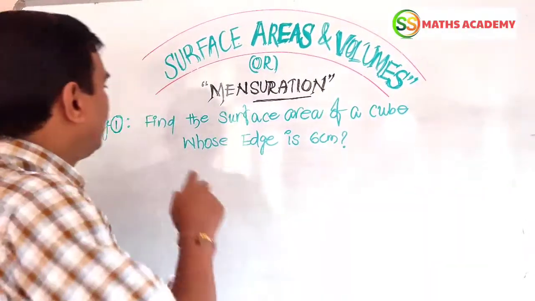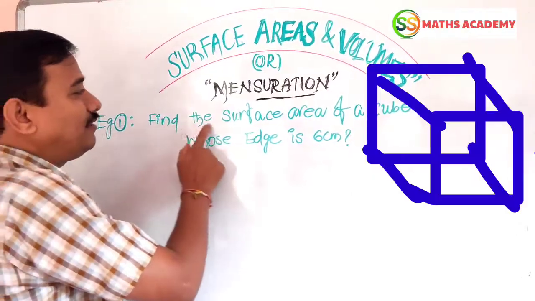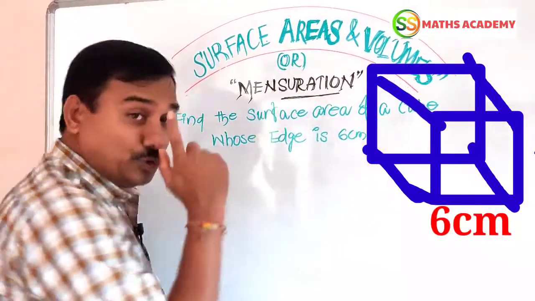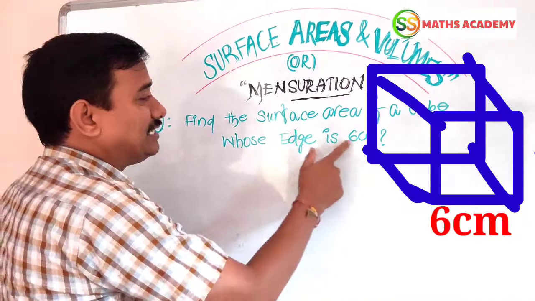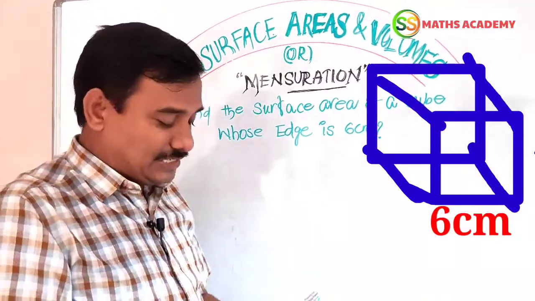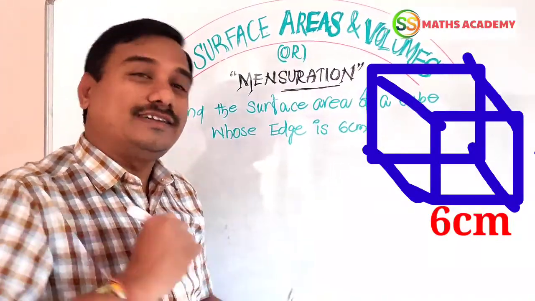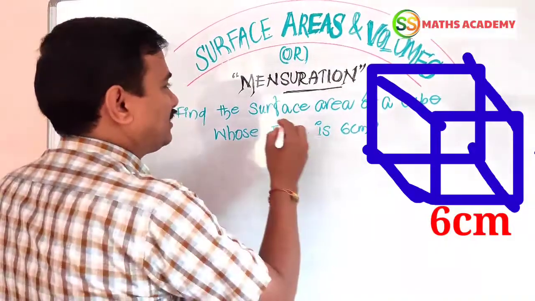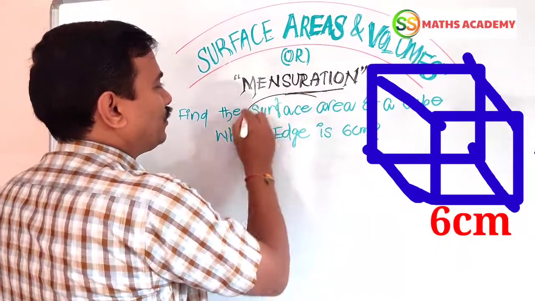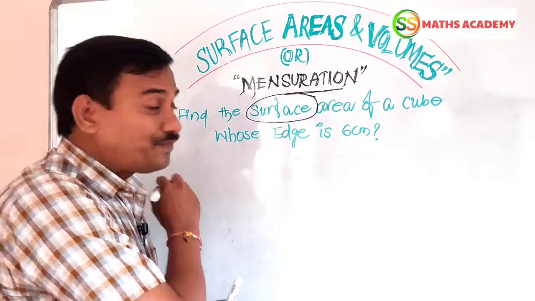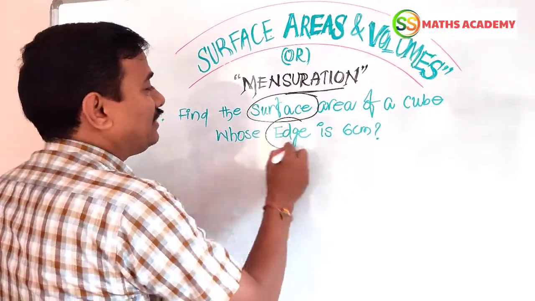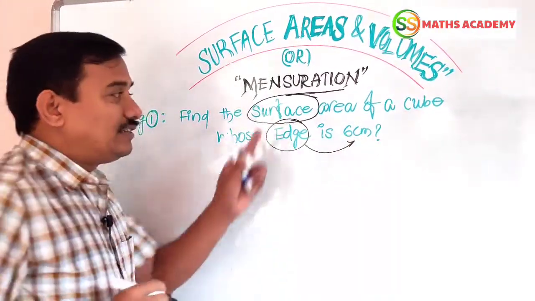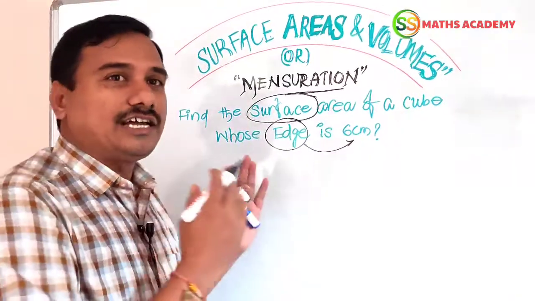Let us see. The first question is: find the surface area of a cube whose edge is 6 centimeter. What are the keywords here? Every question has some keywords. Surface area, cube, and edge given as 6 centimeter. These three keywords I am using to solve the answer.